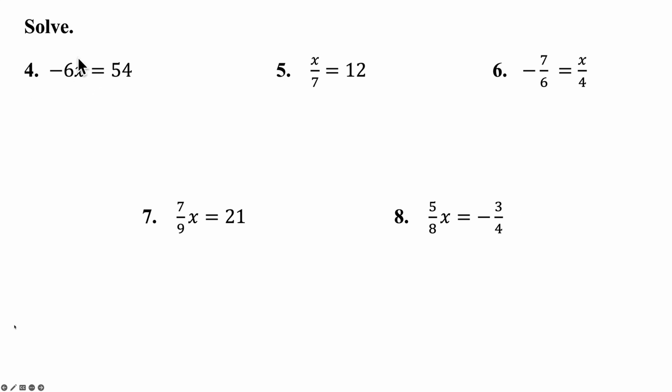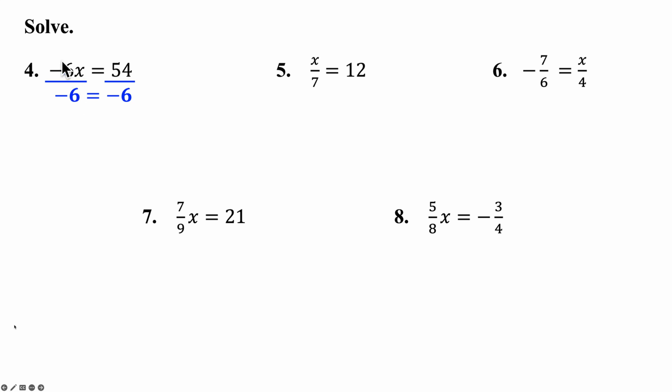Number 4, here we have negative 6 times x equals 54. So I need to undo the multiplication of a negative 6. That means to divide both sides by a negative 6. And we traditionally use the fraction bar to show our division.